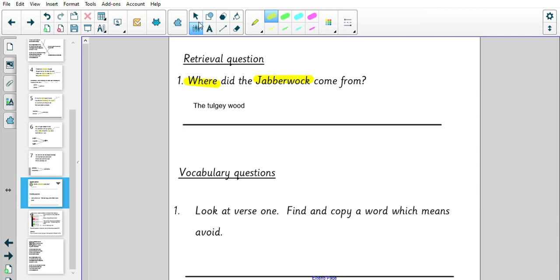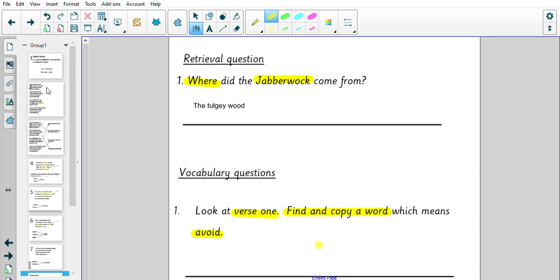Again, I'm going to highlight anything in the question that's going to help me to answer it. I'm definitely going to highlight that I'm looking at verse 1 because then I know exactly where to start. Find and copy a word. How many words is a word? How many words will I copy? I'll copy 1 word. So I'm going to highlight that too to remind me I only want 1 word. It's not a word I'm making up myself. It's a word from the poem. And I want the word which means avoid.